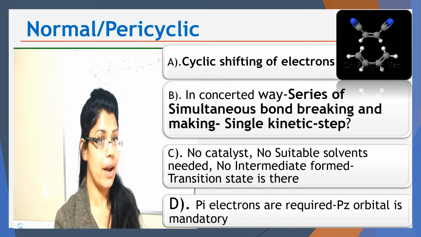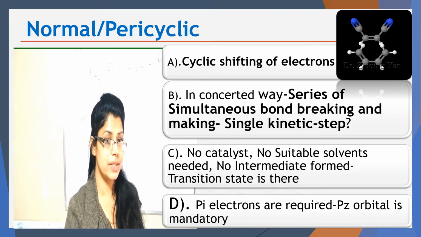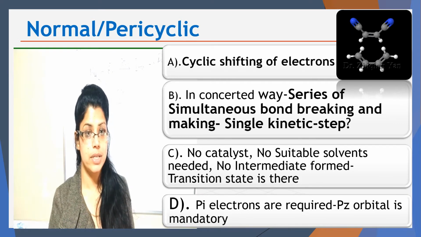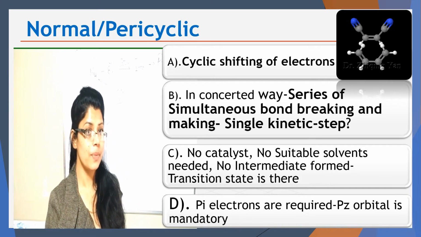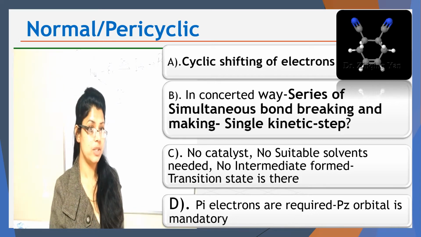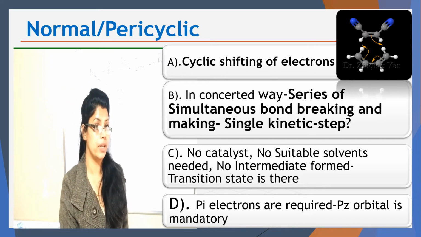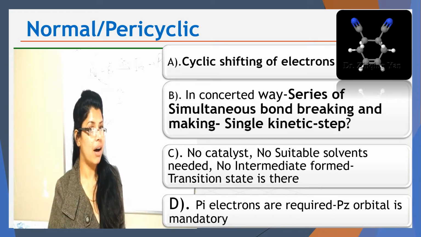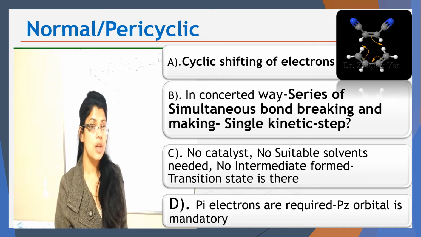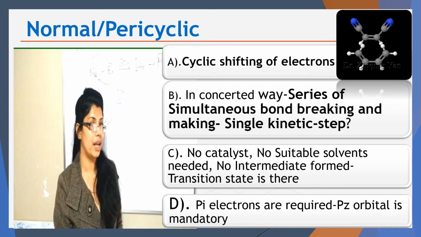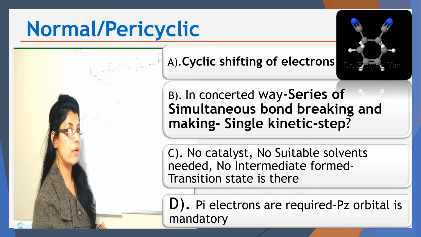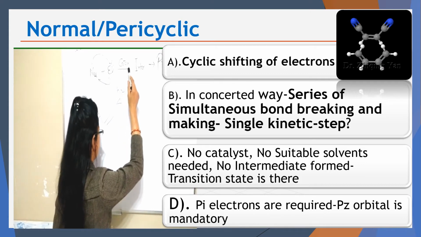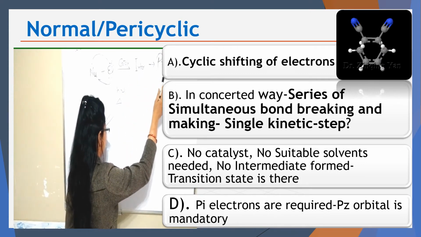For pericyclic reactions, as the name suggests, these are reactions that proceed by cyclic shifting of electrons in one step, or in a concerted way. These reactions may have a series of simultaneous bond breaking and bond making steps, but all occur in one step. These reactions are different from normal reactions. In normal reactions, there is an electrophile and a nucleophile, and electrons are always transferred from nucleophile to electrophile. In the presence of some catalyst or some intermediate, we get product.